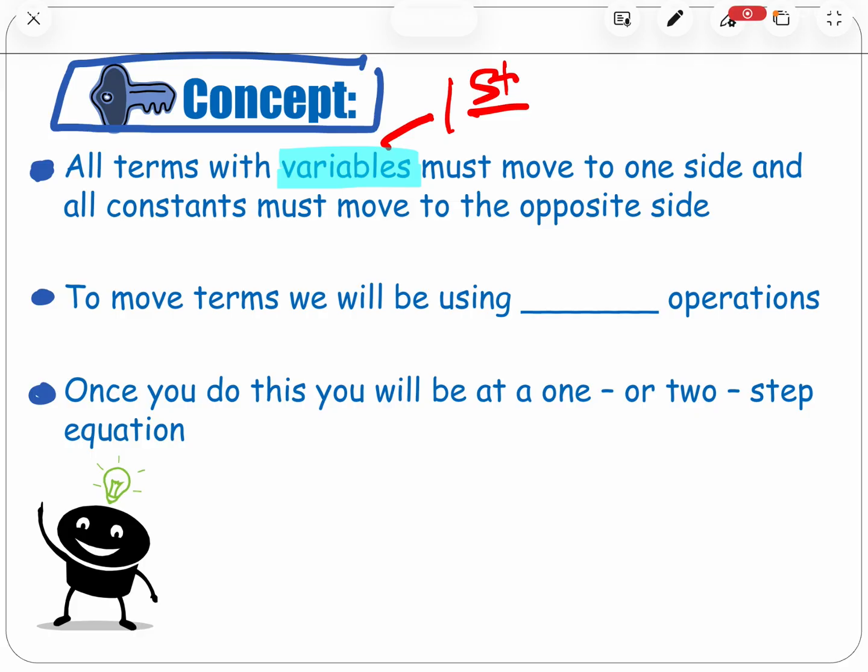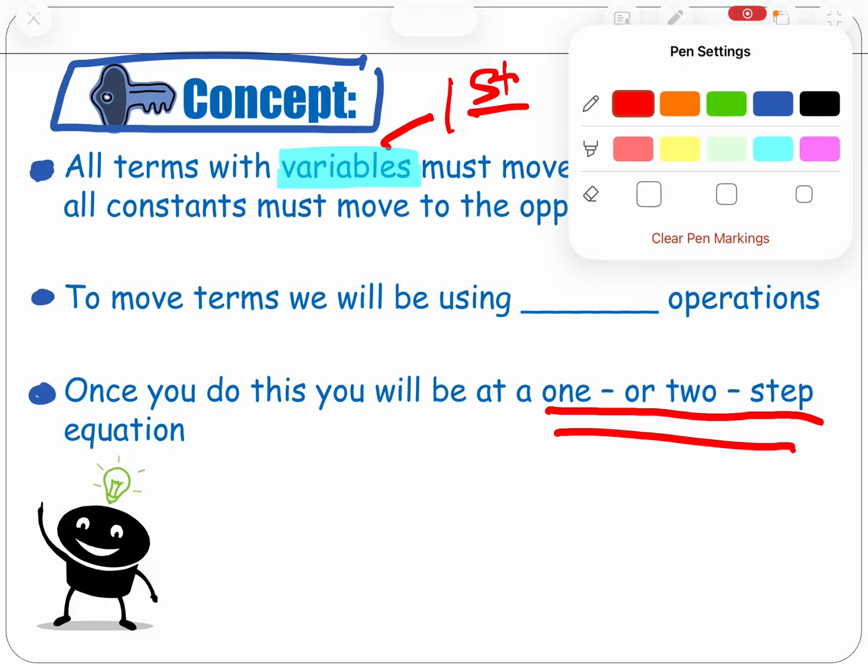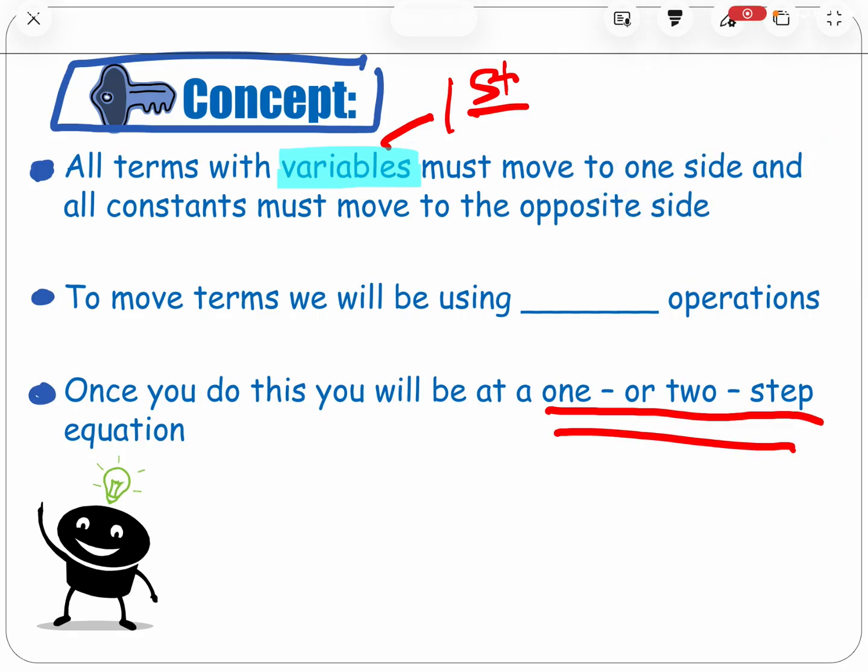By taking care of the variables first, you create a 1 to 2 step equation. Okay? How are we going to move items? Because that's the next thing we want to make sure we understand. We move things with inverse operations. And so inverse operations means when you see a positive term, you're going to subtract. And when you see a negative term, you're going to add.